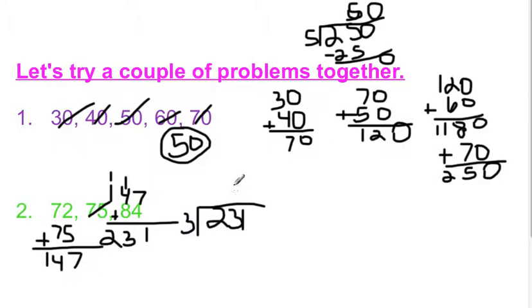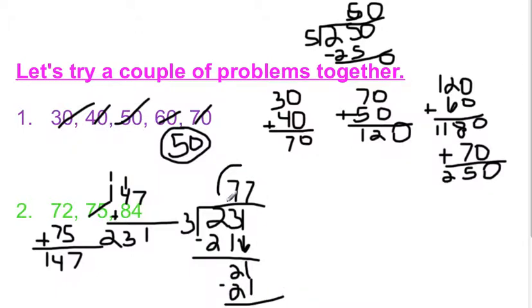Three goes into 23 7 times. You don't want to go over it. And 7 times 3 is 21. 3 take away 1 is 2. And then we're bringing the 1 down. 3 into 21 goes 7. 7 times 3 is 21. So the mean, or the average, for number 2 is 77. So once again, we added these numbers up. We got 231, and we divided it by 3 because there are 3 numbers in the set, and we got 77.